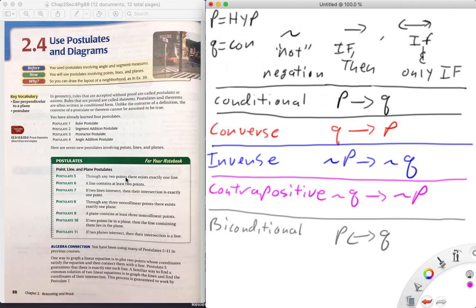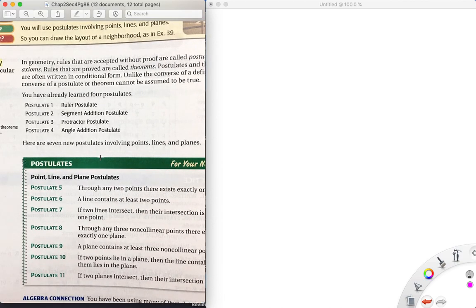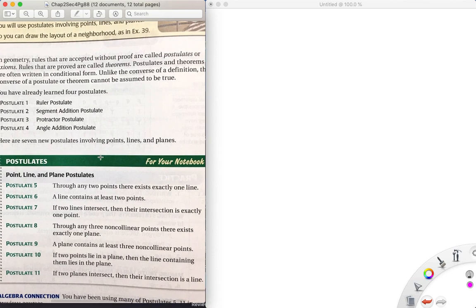Okay, 2-4. 2-4 is sort of a silly chapter, but they do give us a whole bunch of postulates. So we've already talked about the first four: the ruler postulate, segment addition, protractor, and angle addition postulate. Remember that postulates are rules and conditions that we don't have to prove. Soon we're going to start talking about theorems. And theorems are rules that we do have to prove, or rules that could be proved. That's coming down the pike.